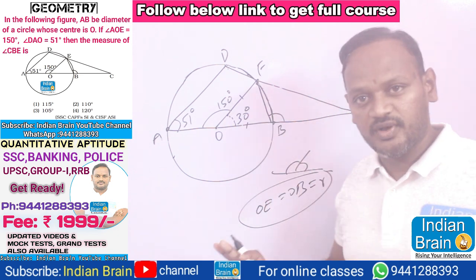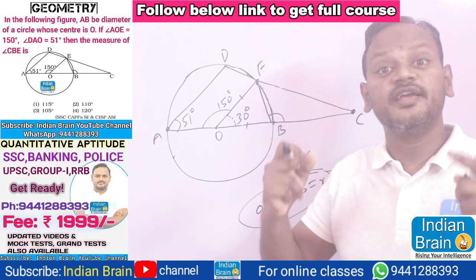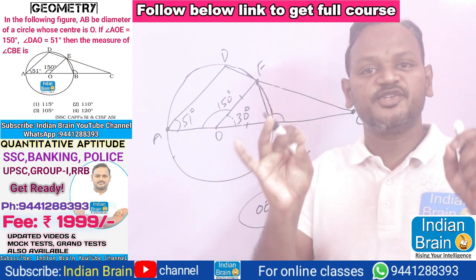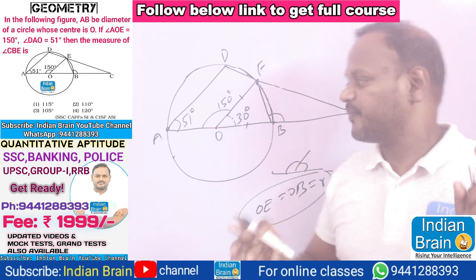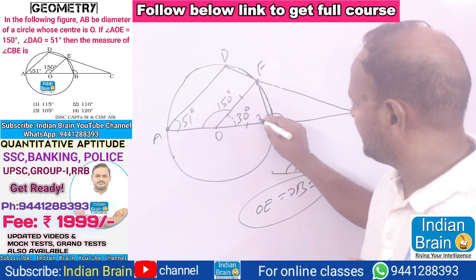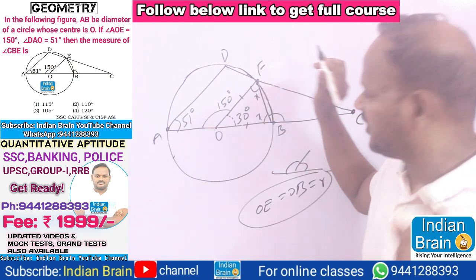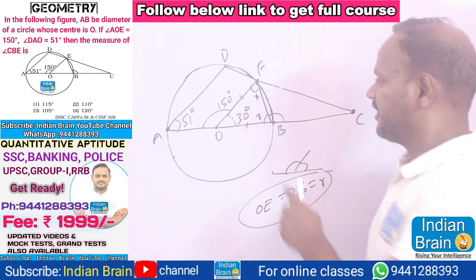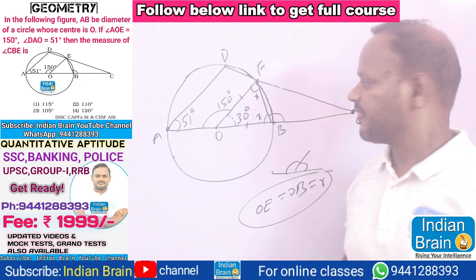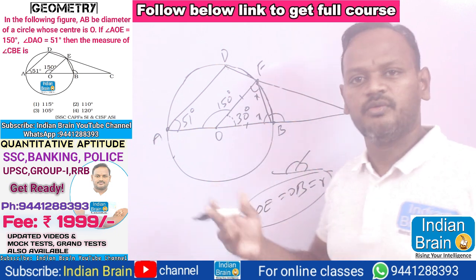Whenever two sides are equal, their corresponding angles are also equal. That is called an isosceles triangle. Yes or no? If I put x here, this can be x only. Yes or no? Yes. x plus 30 will be 180 degrees.